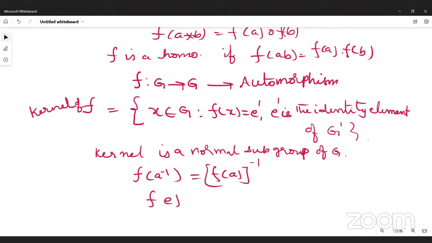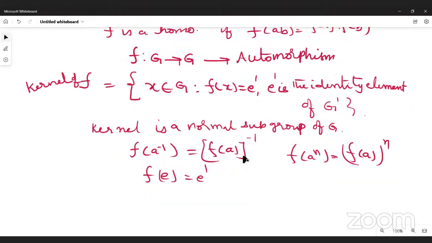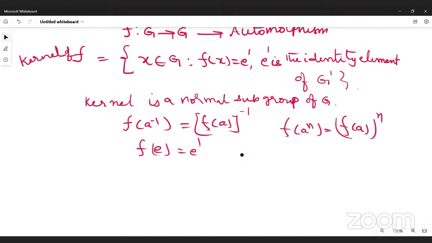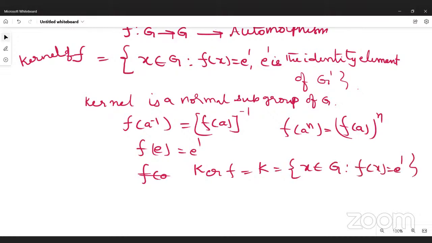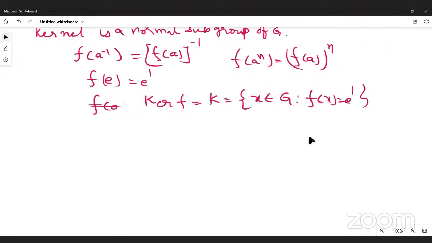And you have f of e is equal to e dash, and f of a power n is equal to f of a whole power n. Keeping these concepts in mind, we prove that kernel is a normal subgroup. Generally, we denote ker f or K as the set of all x belongs to G such that f of x equals e dash, where e dash is the identity element of G dash. This is a normal subgroup of G.